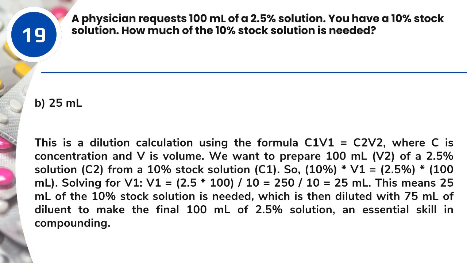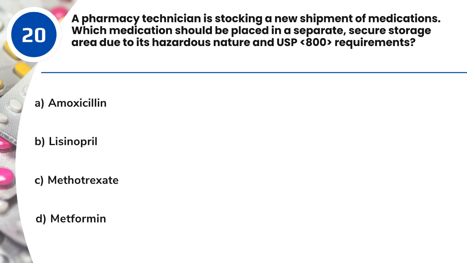25 ml. This means 25 milliliters of the 10% stock solution is needed, which is then diluted with 75 milliliters of diluent to make the final 100 milliliters of 2.5% solution, an essential skill in compounding.